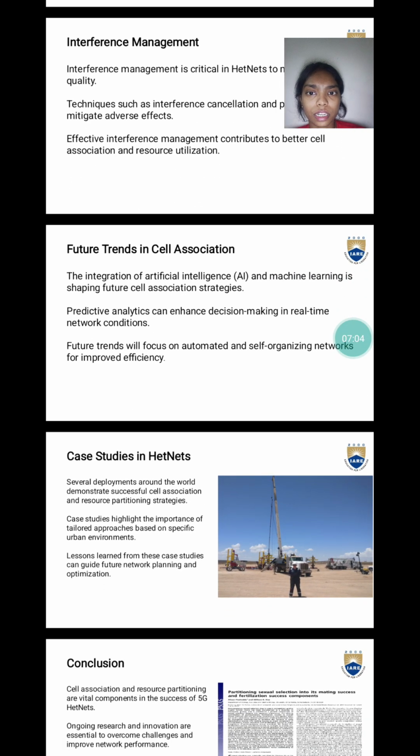Future trends in cell association. The integration of artificial intelligence and machine learning is shaping future cell association strategies. Predictive analytics can enhance decision making in real-time network conditions. Future trends will focus on automated and self-organizing networks for improved efficiency.